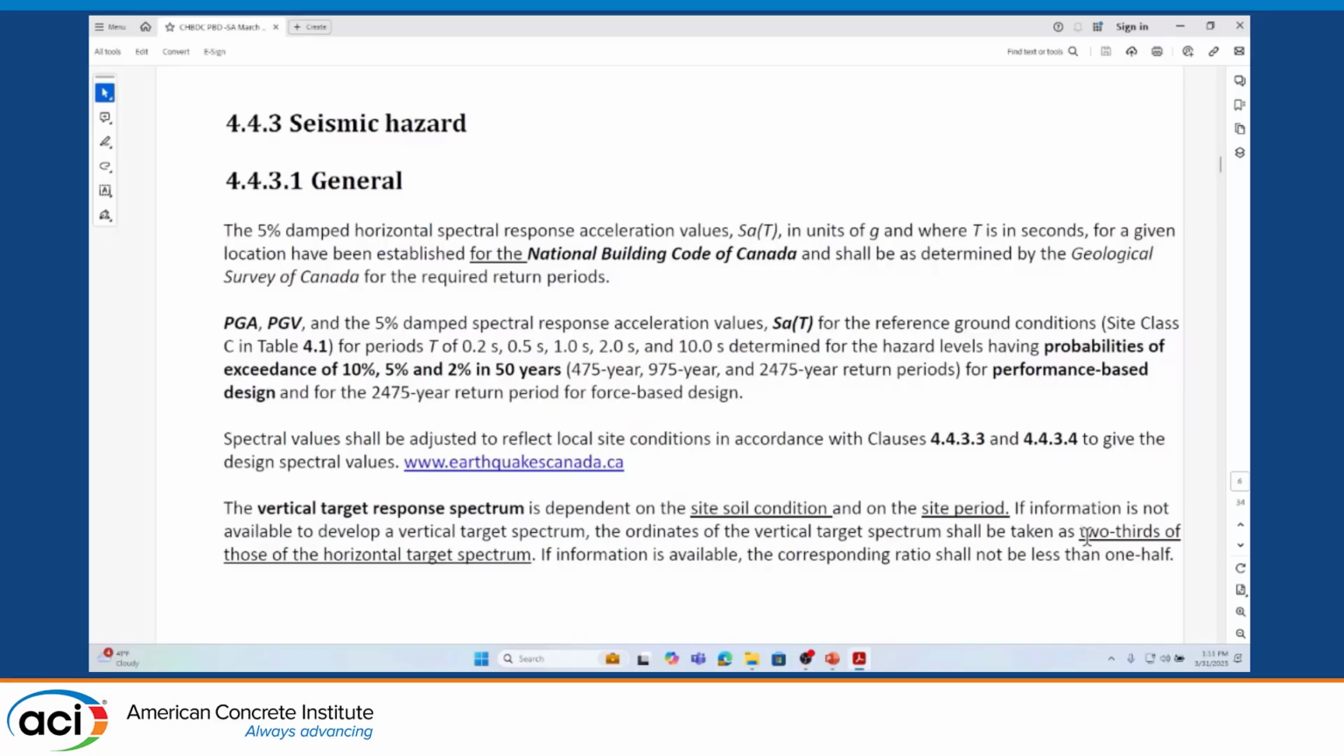But if you want to do force-based design, then the forces need to be calculated based on the 2,475-year return period earthquake. And since these are for reference ground conditions, if you have a different site soil class, then you have to adjust those factors.